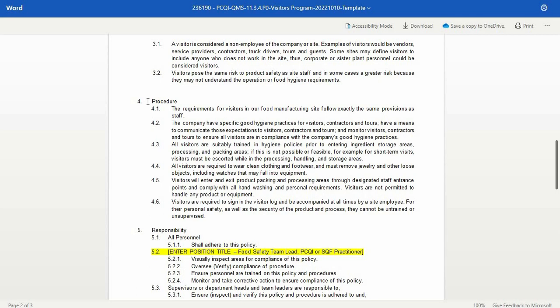Next is procedure. The procedure is the step-by-step process and the actual implementation of the policy. First, the requirements for visitors in our food manufacturing site follow exactly the same provisions as staff. Second, the company has specific good hygiene practices for visitors, contractors, and tourists.